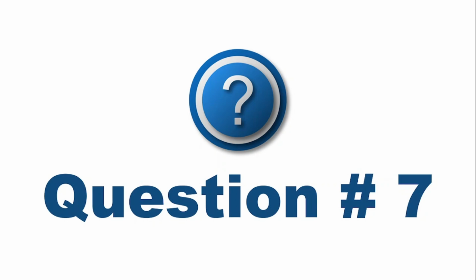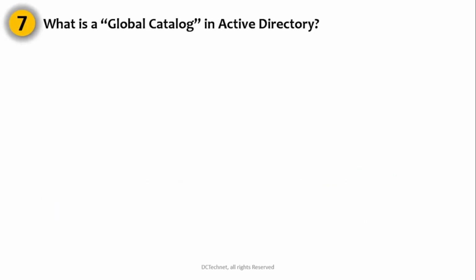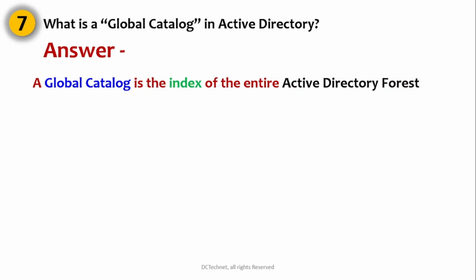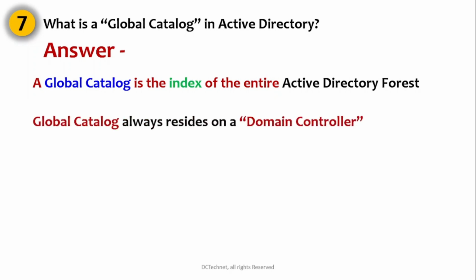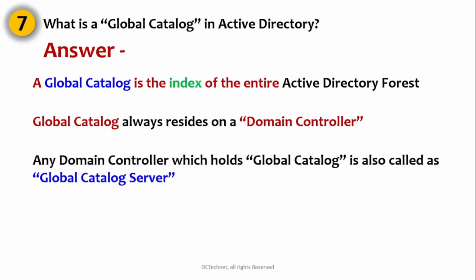Question number 7. What is a global catalog in Active Directory? Common question. So the answer: the global catalog is the index of the entire Active Directory forest. This global catalog always resides on a domain controller. It cannot be on a member server or any standalone server or even a workstation. Any domain controller which holds this global catalog is also called a global catalog server.